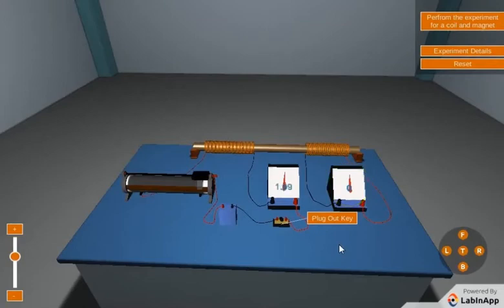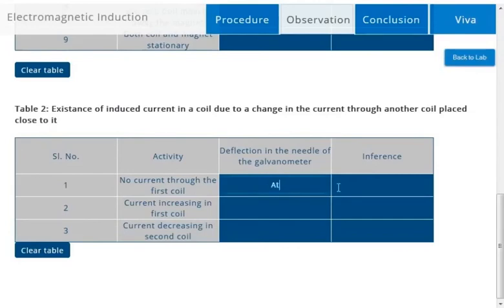Change the current through coil 1 by moving the variable slider on the rheostat coil. You can see that the galvanometer connected with coil 2 shows deflection in one direction when current in coil 1 circuit increases, while the deflection in galvanometer needle reverses when the current in coil 1 circuit decreases. Record your observations in the observation table.